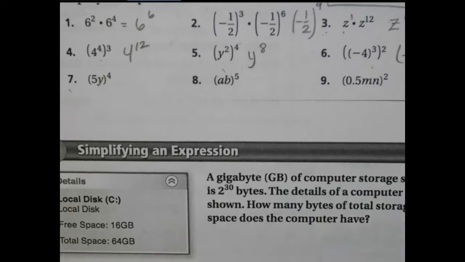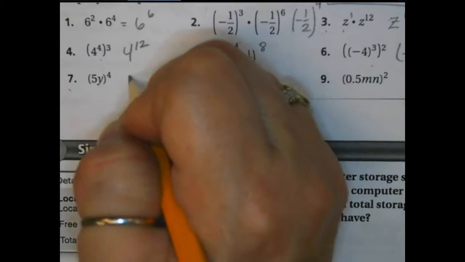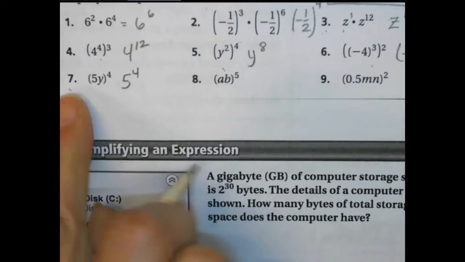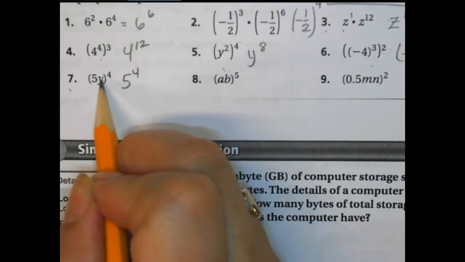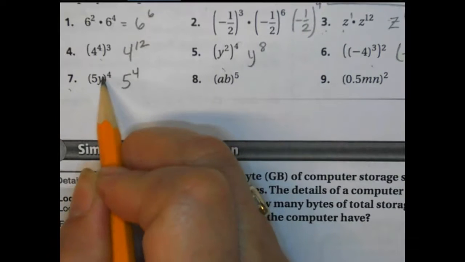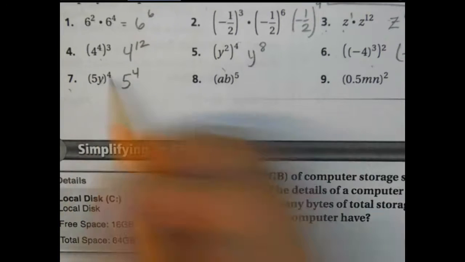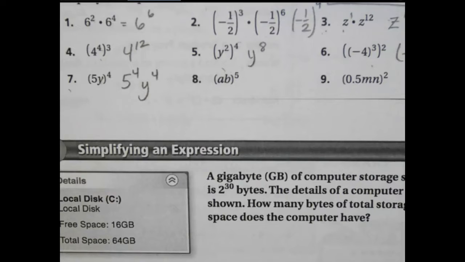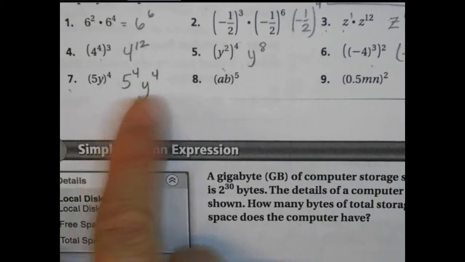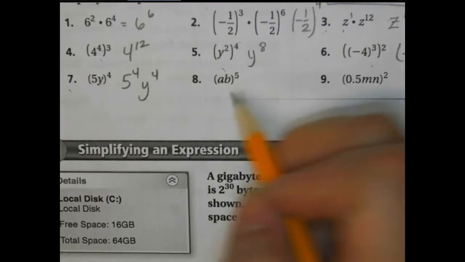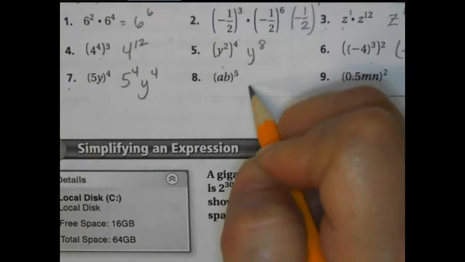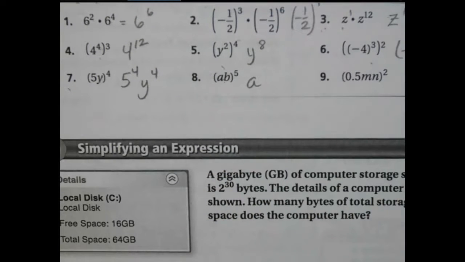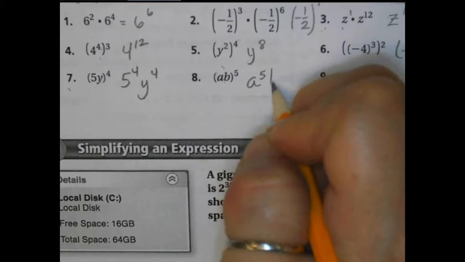That's my power to a product rule. So it's going to be 5 to the 4th, right? What's the exponent for this y? It's 1, right? So 1 times 4 is 4. So it's just going to apply. How about this one? A to the what? 5. B to the what? 5.